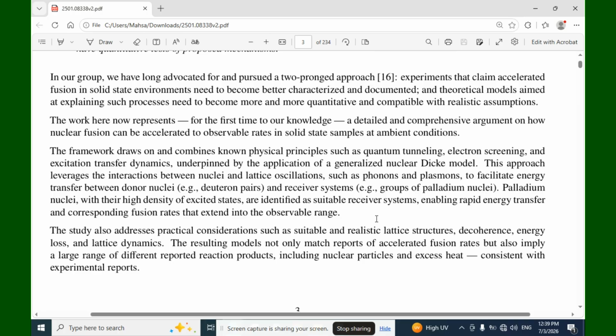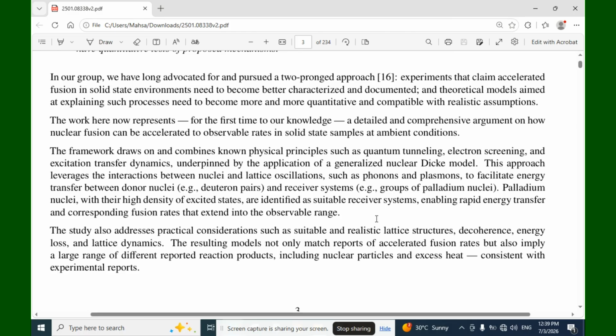In our group, we have long advocated for and pursued a two-pronged approach in Reference 16: experiments that claim accelerated fusion in solid-state environments need to become better characterized and documented, and theoretical models aimed at explaining such processes need to become more and more quantitative and compatible with realistic assumptions. The work here now represents, for the first time to our knowledge, a detailed and comprehensive argument on how nuclear fusion can be accelerated to observable rates in solid state samples at ambient conditions.